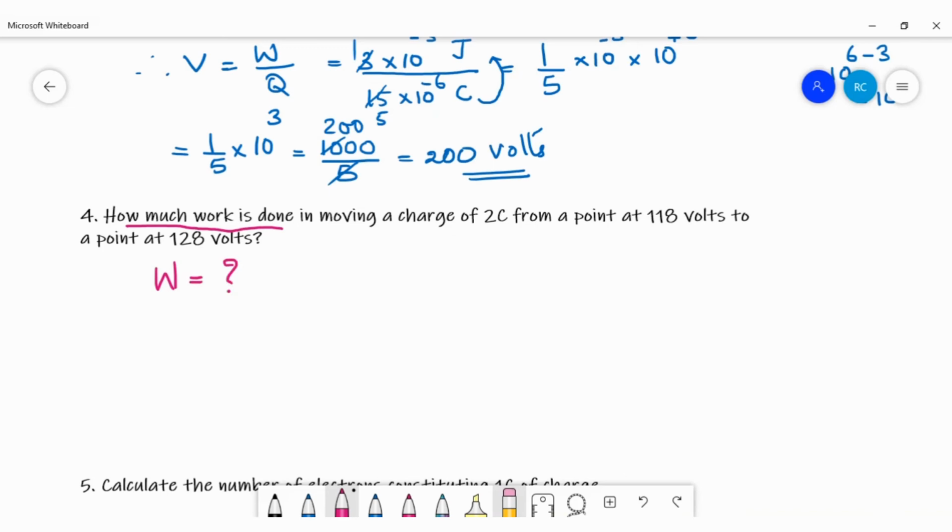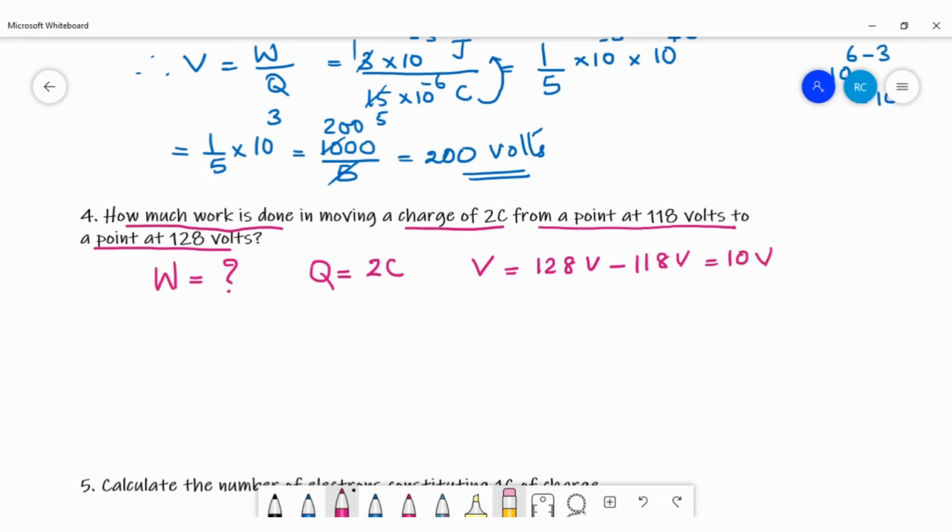Then in moving a charge of 2 Coulomb, so charge is given by Q. We can represent it by using Q, that is 2 Coulomb, and the charge is moving from a point at 118 volts to a point at 128 volts. So what is V? V is the potential difference. They have given two terms, 118 volts to 128 volts. So you need to subtract 128 volt and 118 volt. So you will get 10 volt. This is the only thing we need to understand from this question. Rest all are same. You can calculate W as usual.